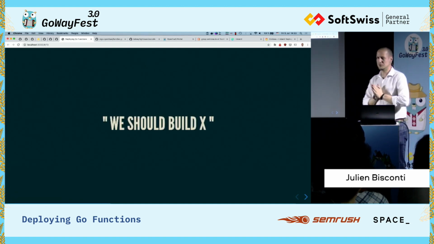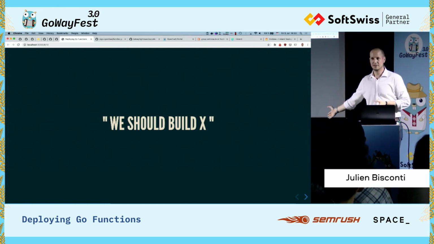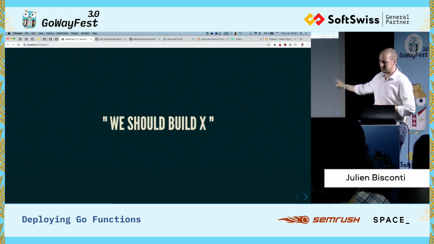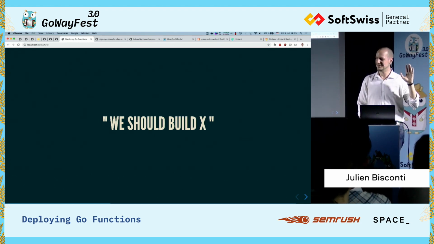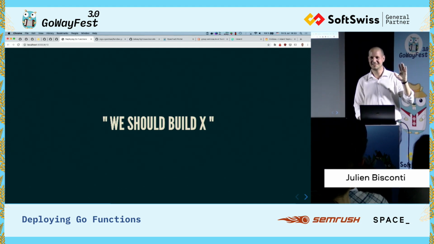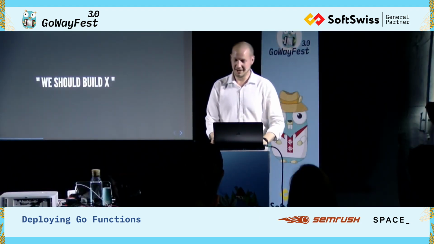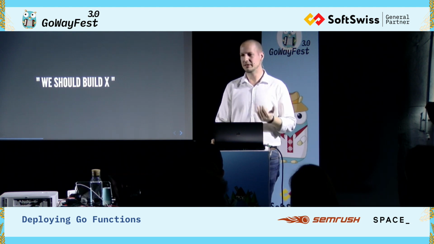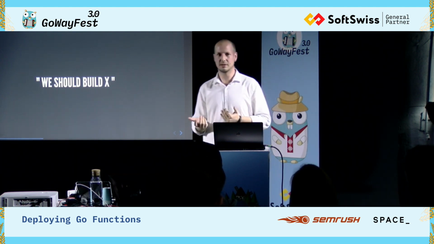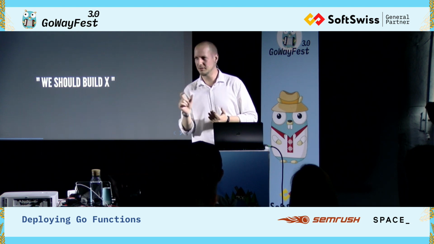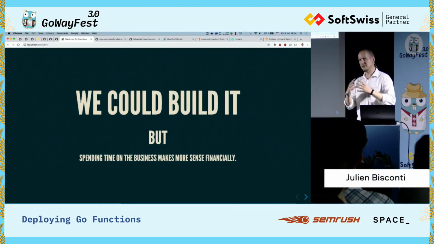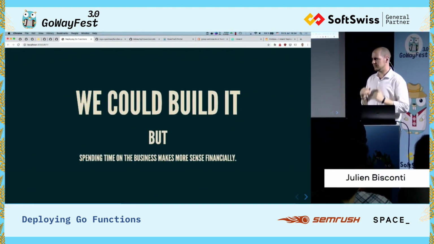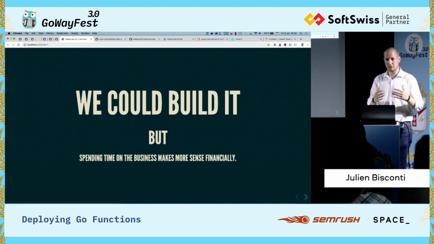And I have a confession to make. I'm guilty of saying this. I've said that, and I regret it deeply. We should build X. Who said that phrase? Well, nobody. Did you enjoy the experience? I completely regret it because I totally underestimated that whatever you write, you have to maintain. That maintenance cost is really overlooked. And so, yeah, the mentality behind deploying Go functions is that we could build something, but it's better if we focus on the actual problem we're trying to solve.